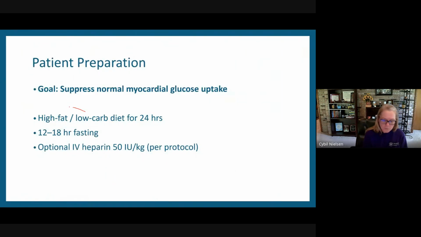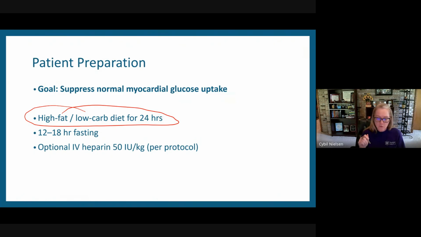What we do is we put them on a high-fat, low-carb diet for 24 hours. And instead of telling them what not to eat, we tell them what to eat. It's like, you can only eat these things. And then they fast for 12 to 18 hours.